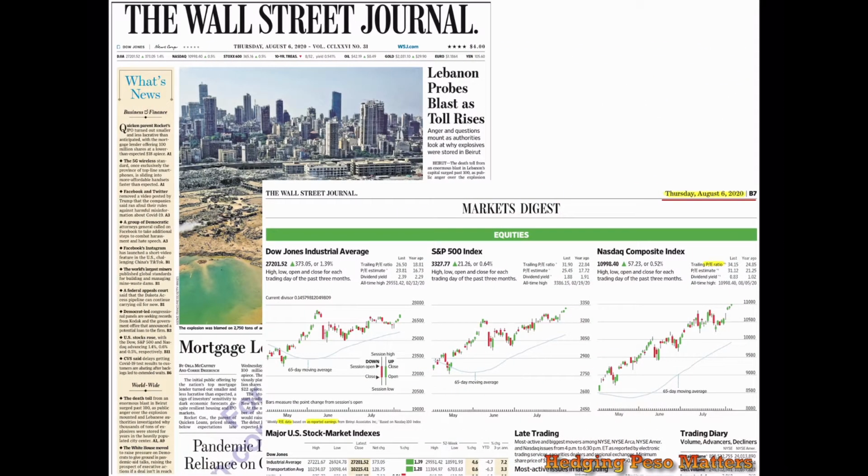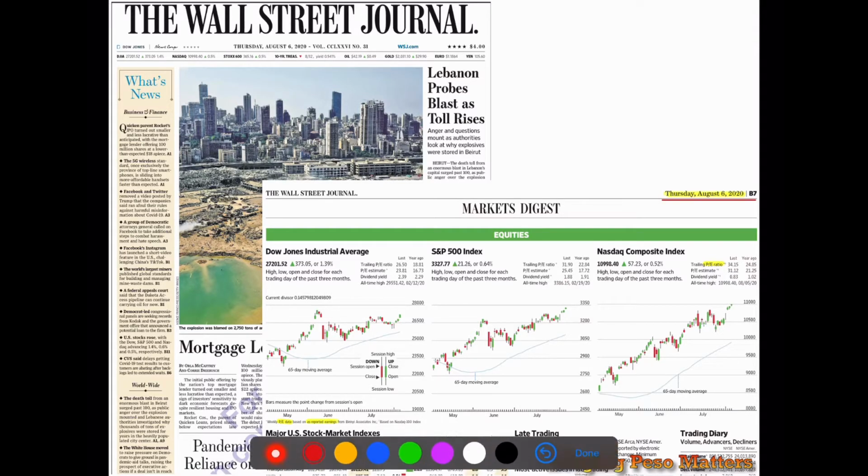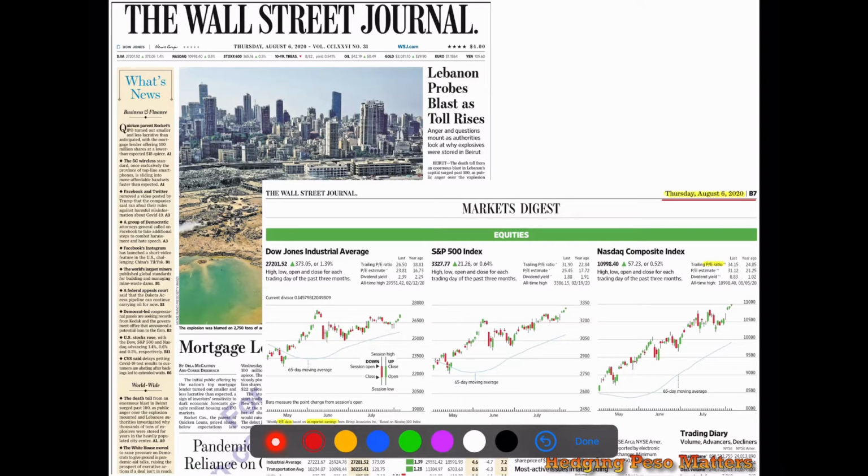It is important for us to know what the PE ratio is, because just like in this Wall Street Journal dated August 6, 2020, they use terms like this PE ratio and others like dividend yield, that I have already discussed in my previous video. So it is important for us to know what the PE ratio is.